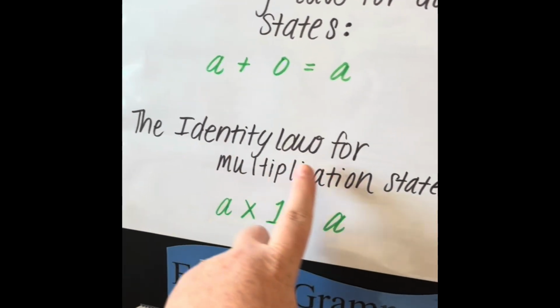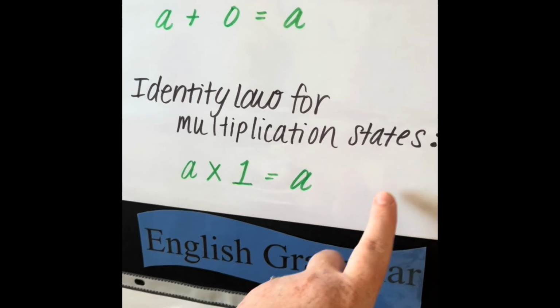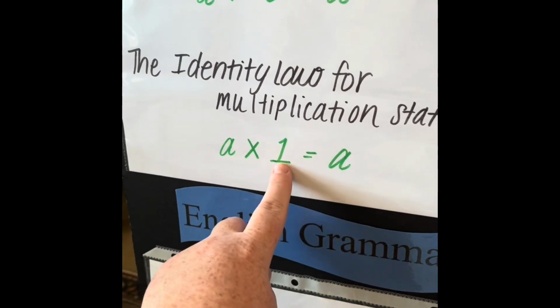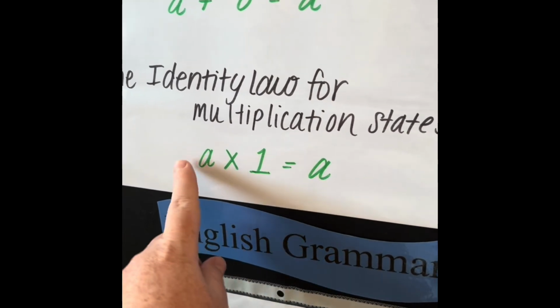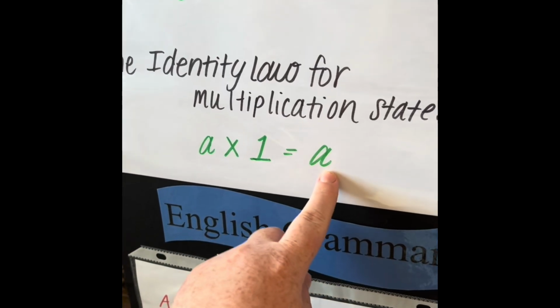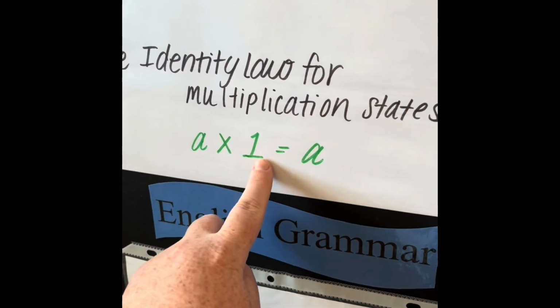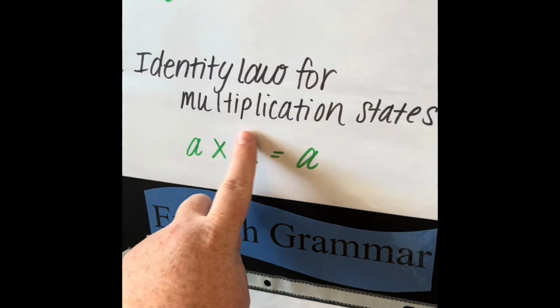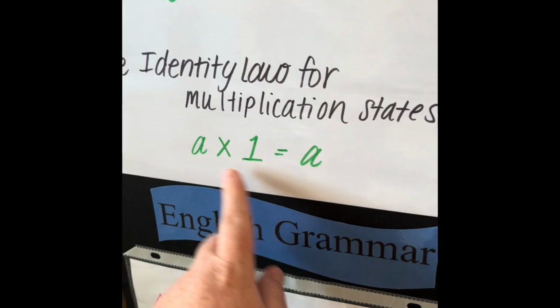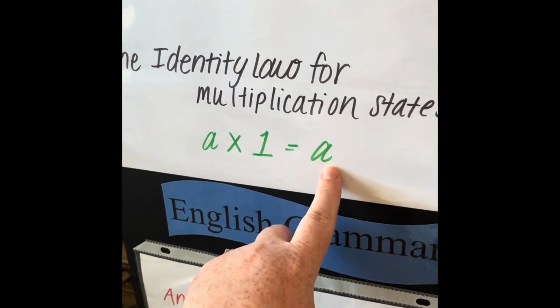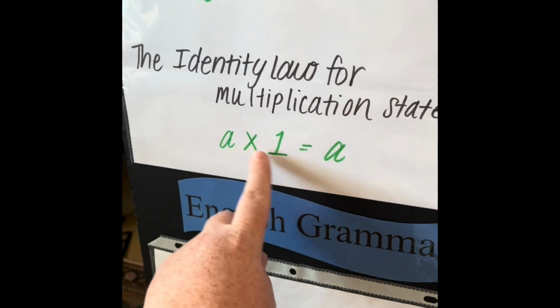And then the identity law for multiplication, very similar. Anything times 1 equals itself. A times 1 equals A. So if this is a 1 times 1, it would equal 1. 2 times 1 equals 2. Anything 1 time is itself. So A times 1 equals A. Now you say it. A times 1 equals A.